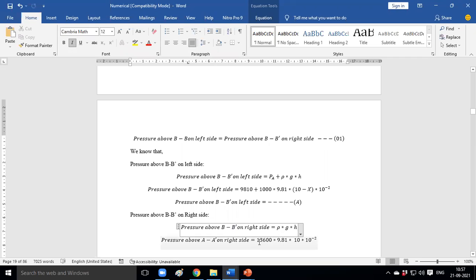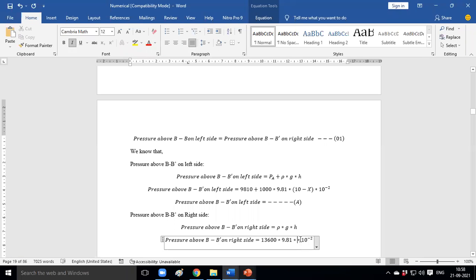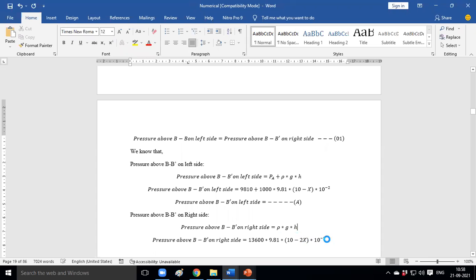So rho is replaced by the value of rho. What is the value of rho? 13,600. G is 9.81 and this h is replaced by 10 minus 2x, and again multiplied by 10 to the power minus 2. Why multiply by 10 to the power minus 2? Conversion of centimeter to meter.